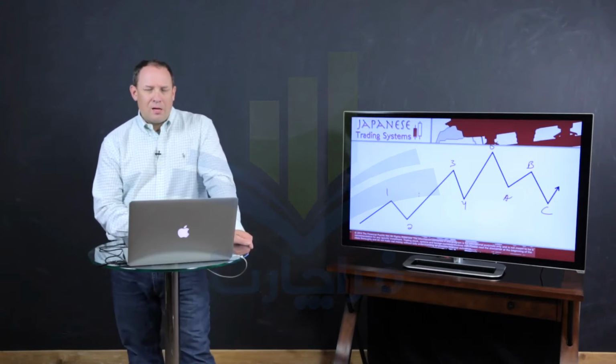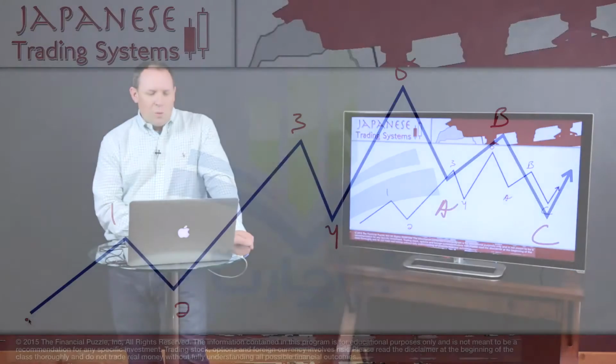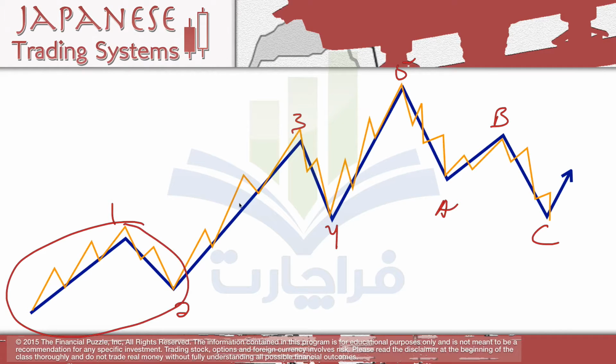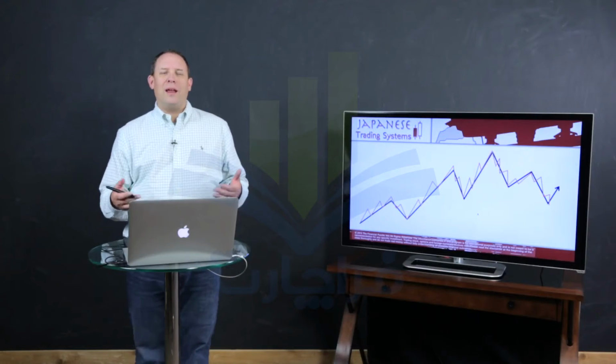What I care about is what Elliott discovered, which is whenever you've got a 5-3 sequence here, if I take any one of these waves right here and I break it down, watch what happens. It also breaks down into a 5 wave sequence. So we've got 1, 2, 3, 4, 5 waves up with an ABC corrective pattern here, and then the whole thing repeats. 1, 2, 3, 4, 5, and then you get a 3-wave corrective pattern there. This is the fractal that Elliott discovered.